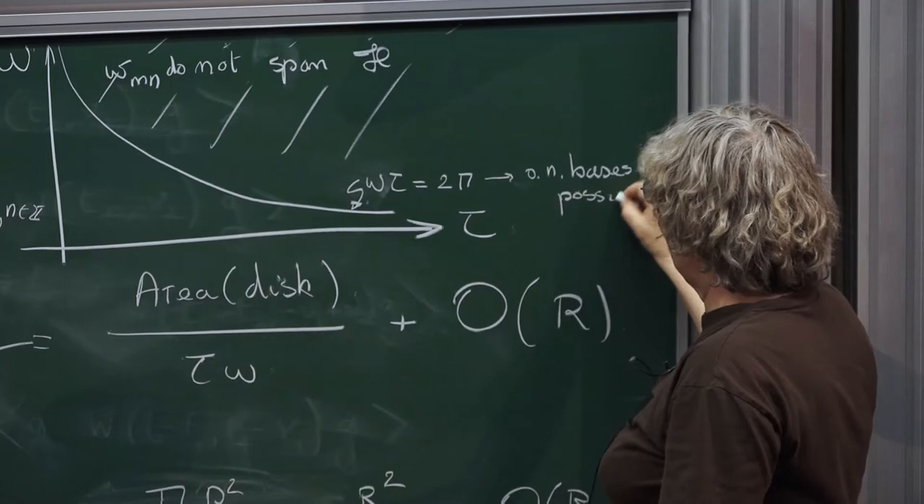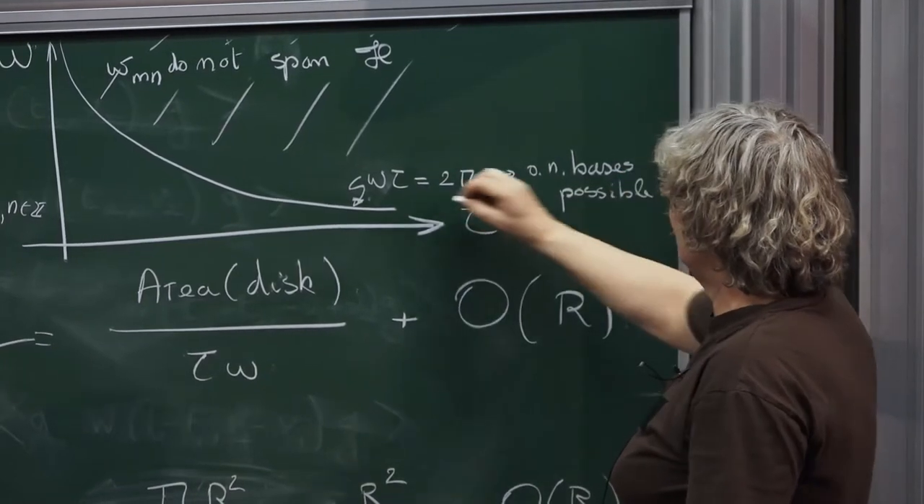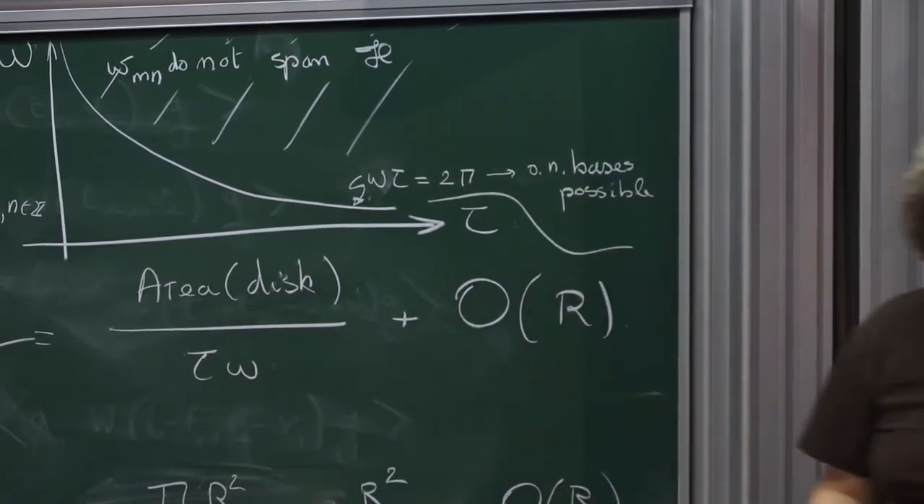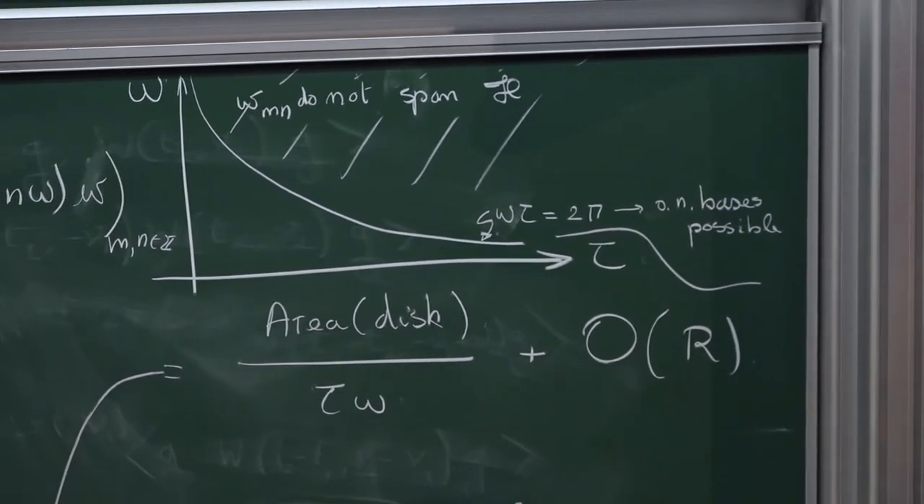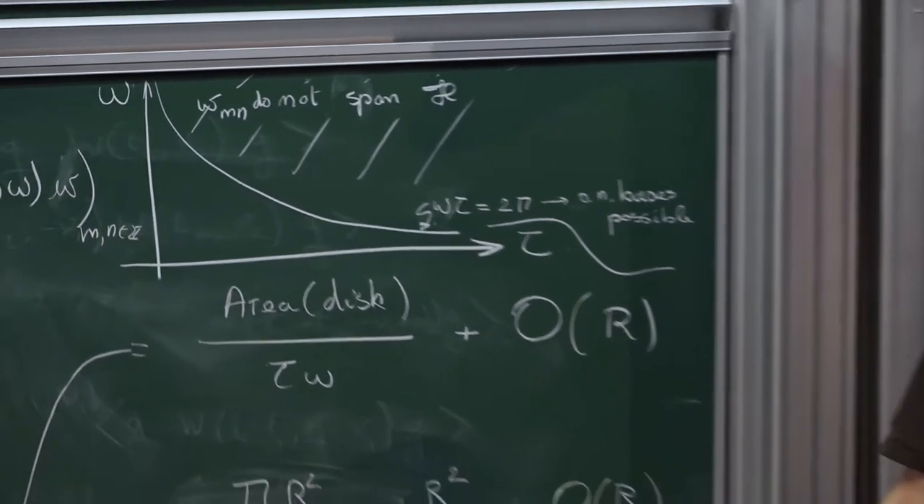Here is the only place where orthonormal bases are possible. But as we saw last time, they cannot be very nice, meaning they either decay badly in time or badly in frequency. They can't have good decay in both, decay faster than 1 over x or 1 over xi.